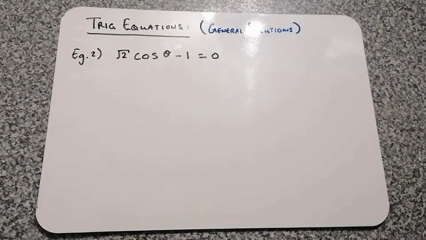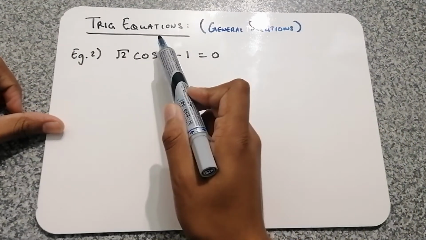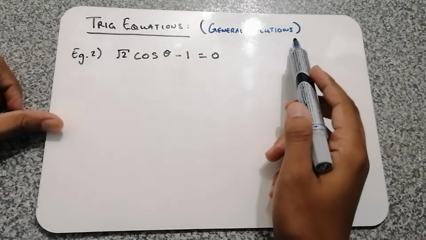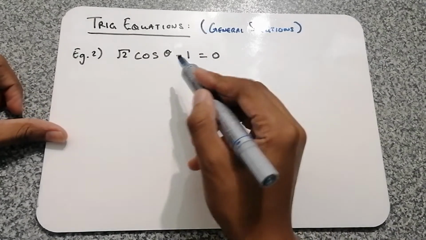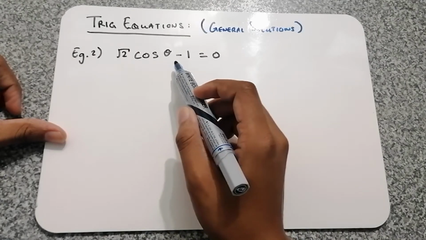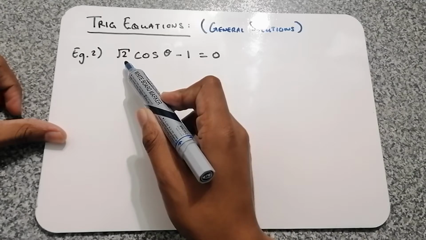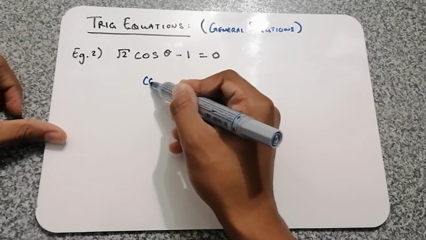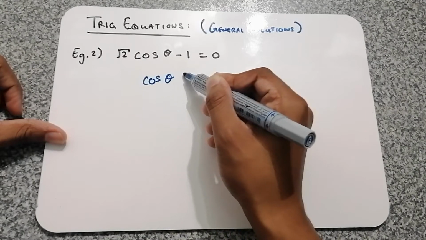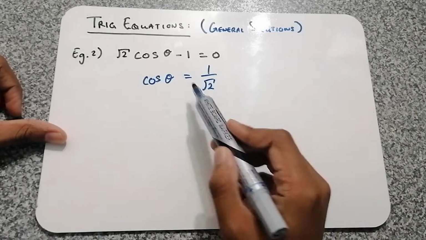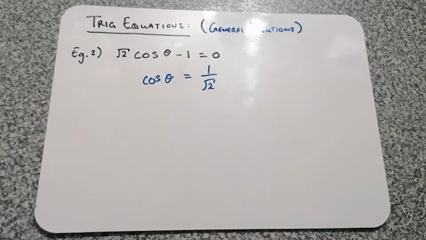Hi there guys, so this is example number 2 with trig equations, and we are focusing on the general solution of this equation. So we'll start off by taking this -1 across and then dividing by that square root 2. That should at least isolate the cos theta.